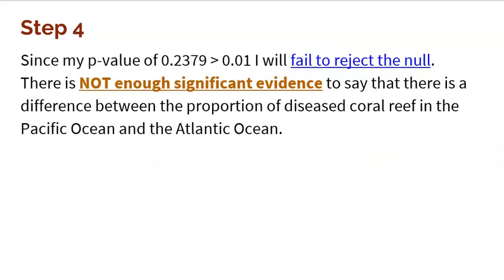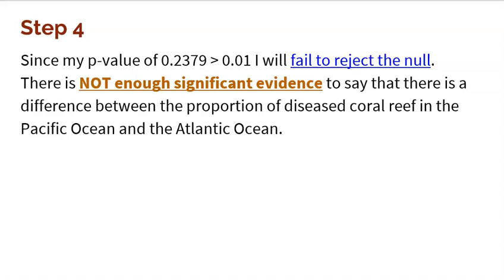So my conclusion, making sure that I compare to my alpha level. Since my p-value of 0.2379 is greater than my alpha of 0.01, that's my significance level I asked you to use, I will fail to reject the null. There is not enough significant evidence to say that there is a difference between the proportion of diseased coral reef in the Pacific Ocean and the Atlantic Ocean.